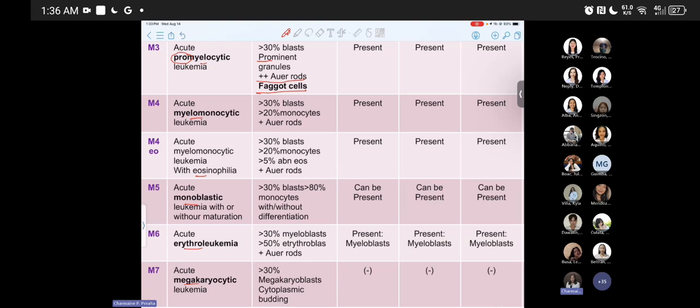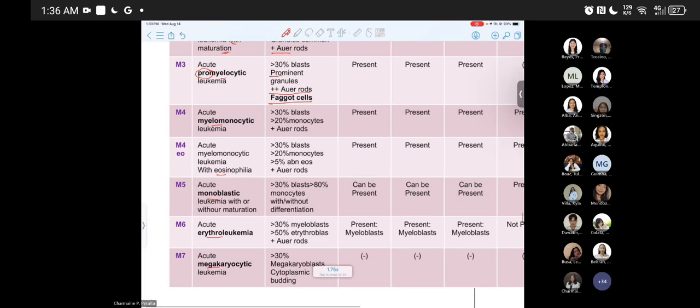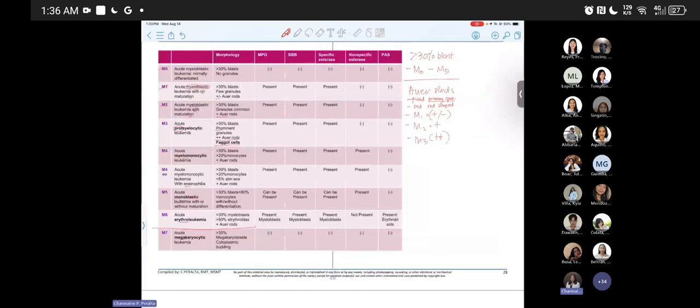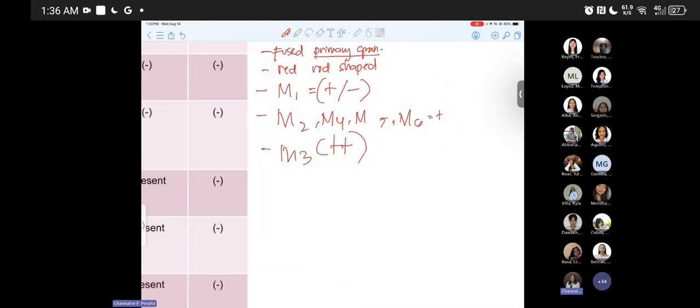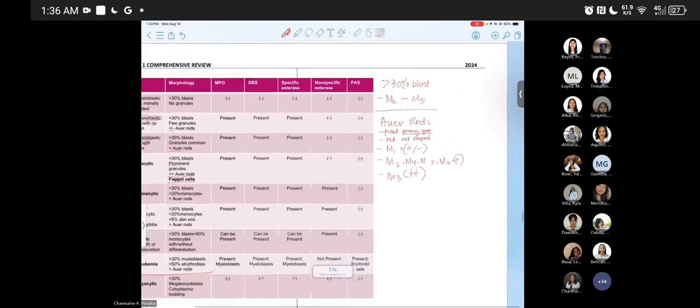So after promyelocytes, we have myelomonocytes. So expect na makikita nyo na yung our rods all throughout. All throughout until M6. So si M2, M2, M4, M5, M6 is positive for our rods. Next.